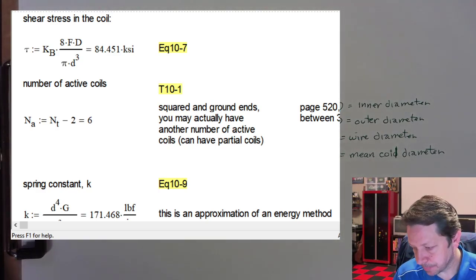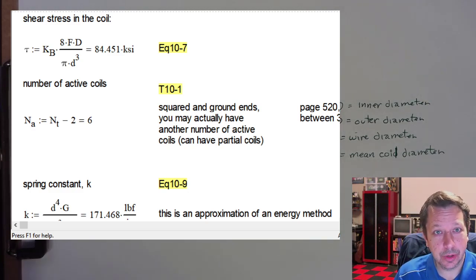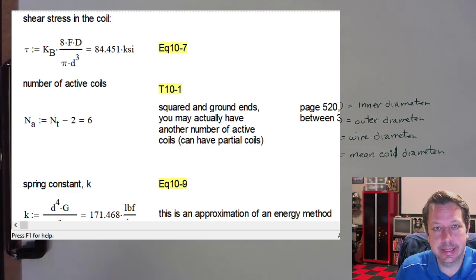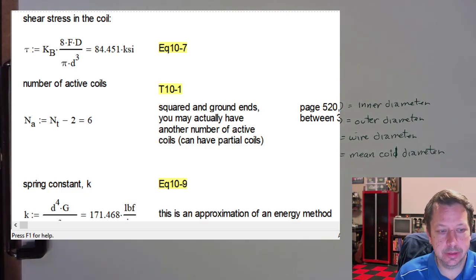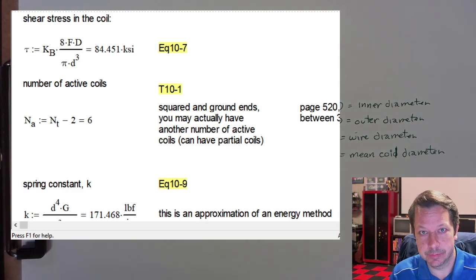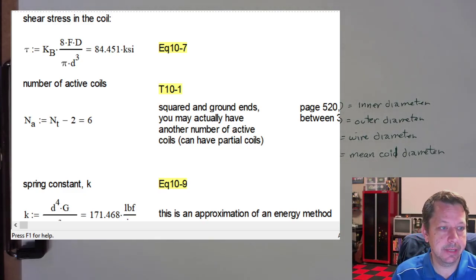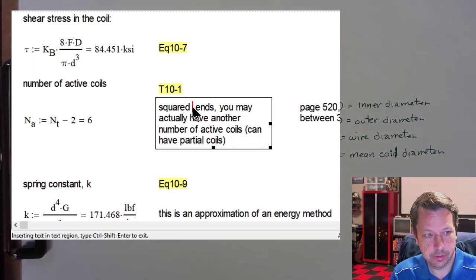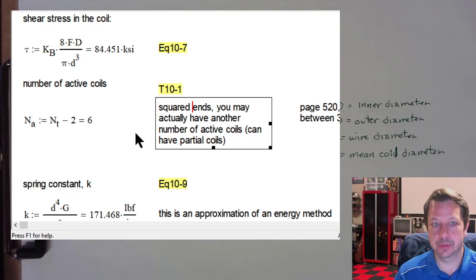And again, you may not have 2 total dead coils. You might have like 3/4 of a coil on each end that's dead. You know, we're using the book table for our calculations here, but in reality, you might have some slightly different number of dead coils. So that gives us 6 active coils. Here's where we don't actually have this. We just have squared ends on our coil, is what I've said earlier.